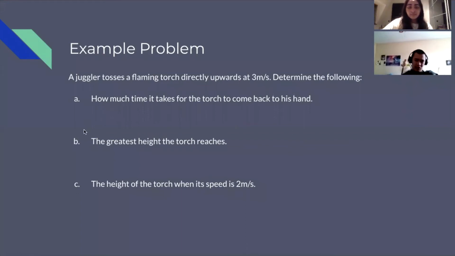So for our practice problem here, a juggler tosses a flaming torch directly upwards at 3 meters per second. Determine the following. How much time does it take for the torch to come back to his hand? The greatest height the torch reaches, and the height of the torch when its speed is 2 meters per second. And we'll give you a few seconds to pause the video and figure it out for yourself.